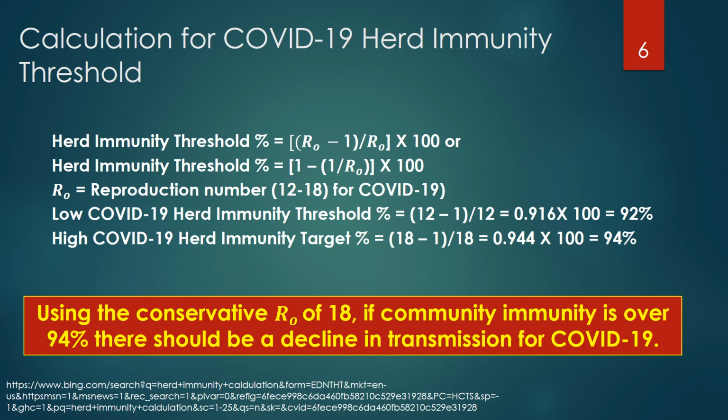So using the first formula, the low COVID-19 herd immunity threshold percent using a reproduction number of 12 would be 92%. The high COVID-19 threshold percent using the reproduction number of 18 would be 94%. So between 92 to 94% of a community would need to be immunized or have natural immunity to reach the community or herd immunity threshold. Once this threshold is reached, there should be a decline in transmission for COVID-19.